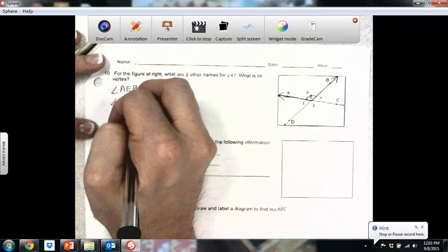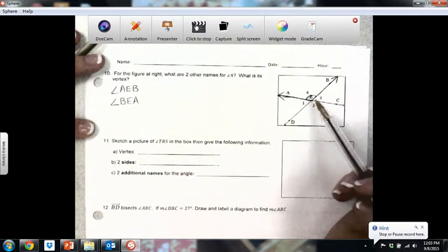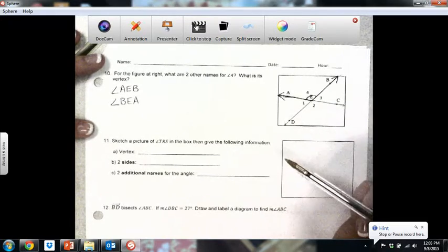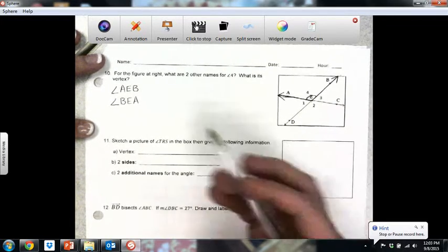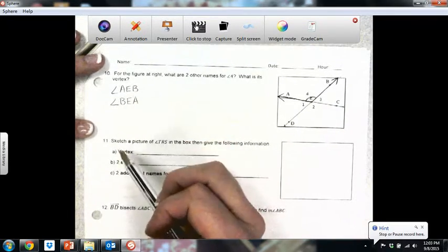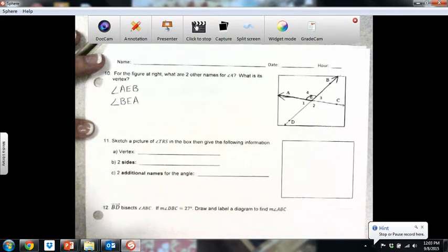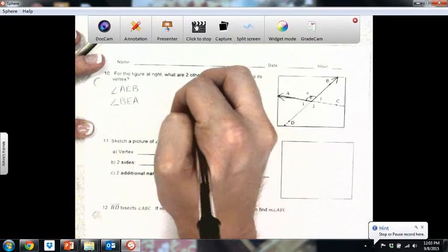In this case, it's not appropriate to call it angle E because there are other angles that technically have that same name, and so we would call it one of these 2 names instead. It does, though, ask for the vertex, and the vertex is point E.